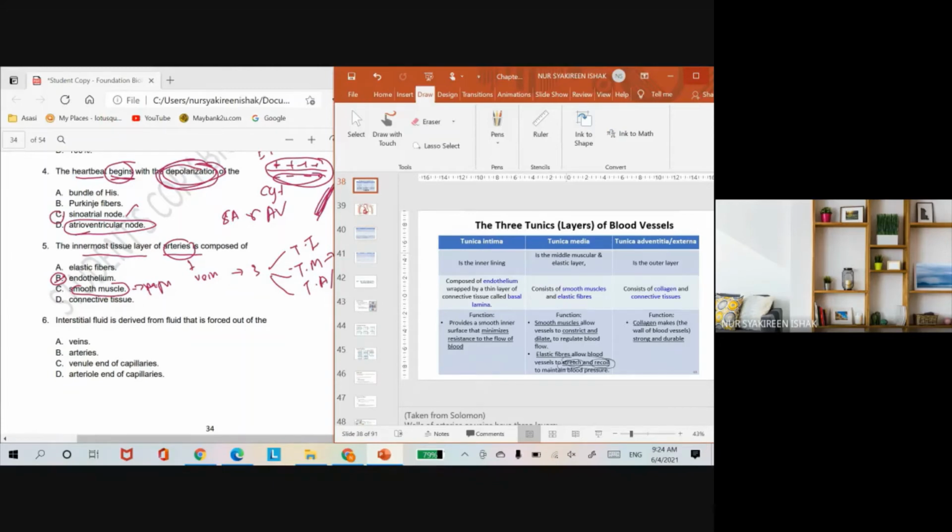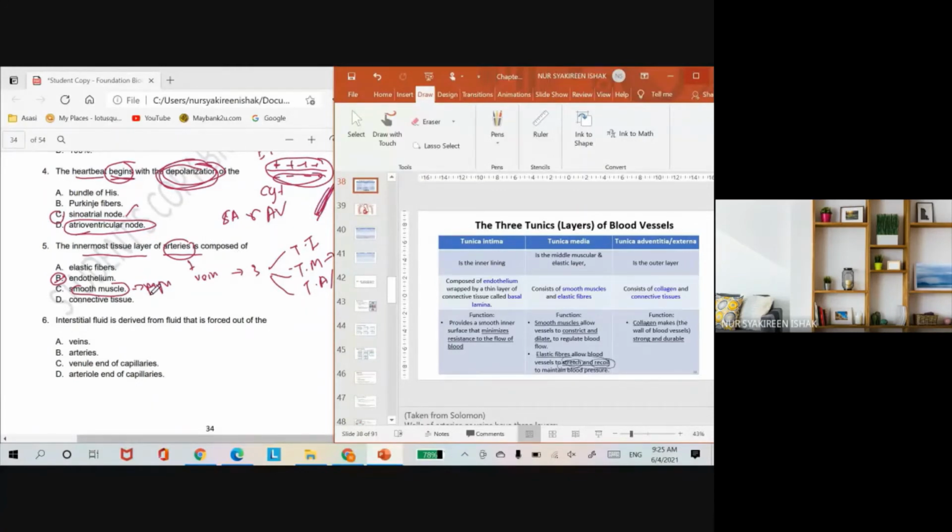Okay, so and then you have another common one, which is the carotid artery. So carotid artery yang dekat neck. Kalau tengok drama-drama kan, dia nak check orang tu hidup ke mati, dia check dekat nadi dekat leher tu. Okay, leher ataupun dekat wrist. So kalau tunica adventitia or externa, it is composed of collagen and also connective tissues. The function of collagen is to make the structure of the blood vessel much stronger and durable. So you have to know the 3 layers of the blood vessels.